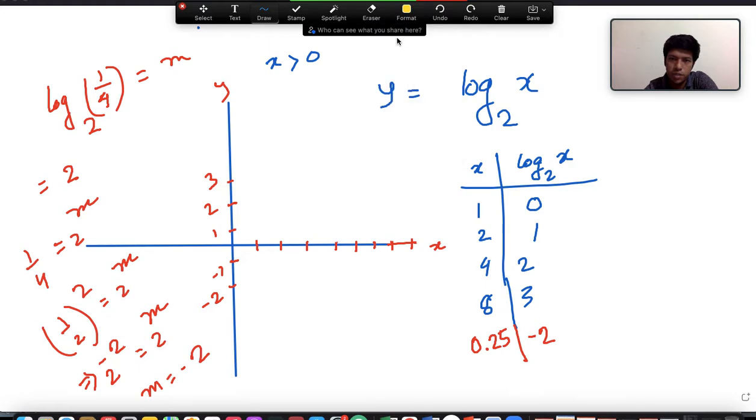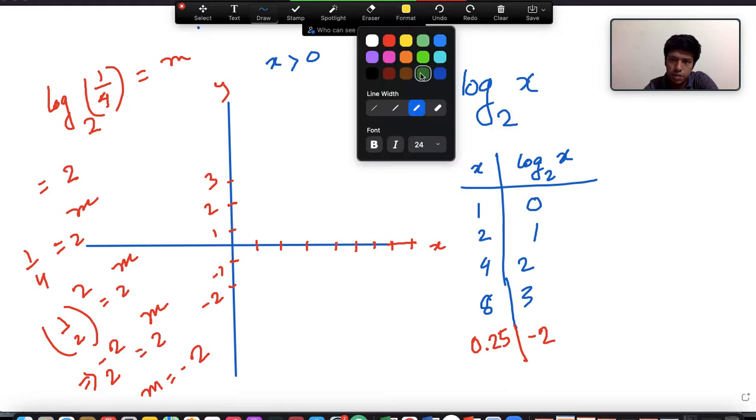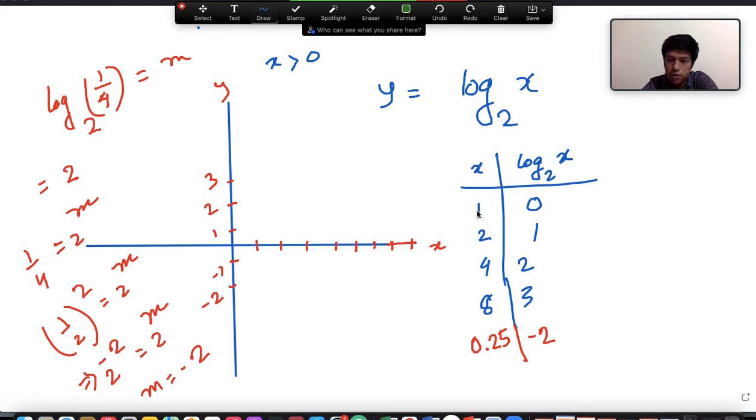Now let's construct it. Let's try to construct it. Take this color. So first of all, for 1 it is 0. When x equals to 1, y equals to 0, this point. When x equals to 2, y equals to 1, is this point. When x equals to 4, y equals to 2. So 1, 2, 3, 4, and 4 is here. So this point. For 8 it is 3. So 1, 2, 3, 4, 5, 6, 7, 8. For 8 it is 3 somewhere here.